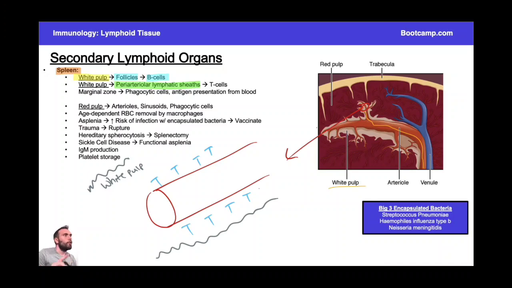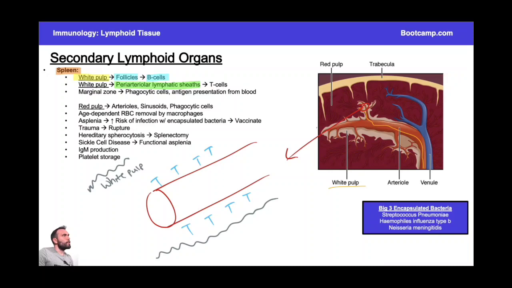The whole purpose of that is if I have antigens coming in, those antigens can be recognized by the T cells. That's the point. That's why they're there. So it's a dense lymphoid tissue surrounding the arterioles as you come in. Again, all in the white pulp. And like I said, we also have follicles there. Those follicles are going to have B cells.